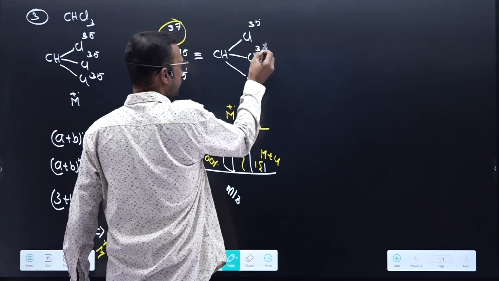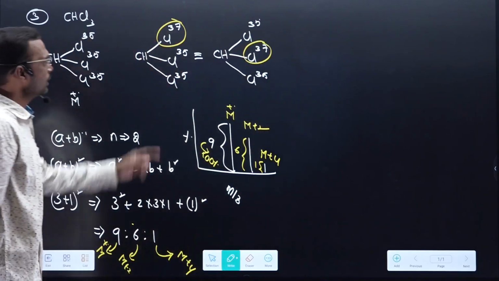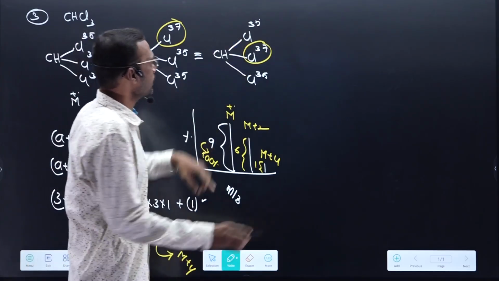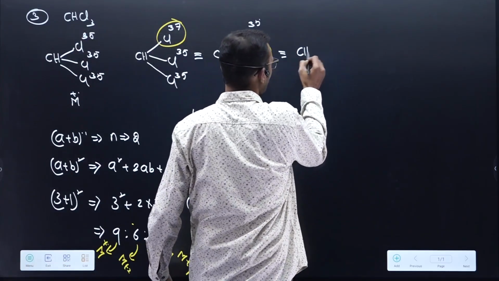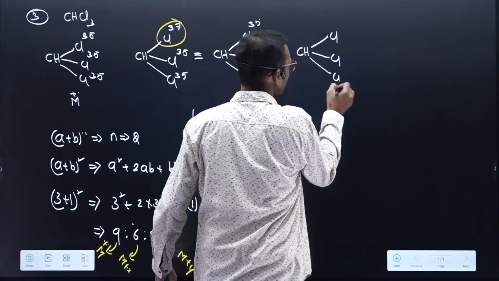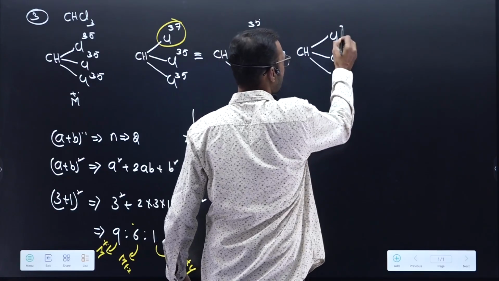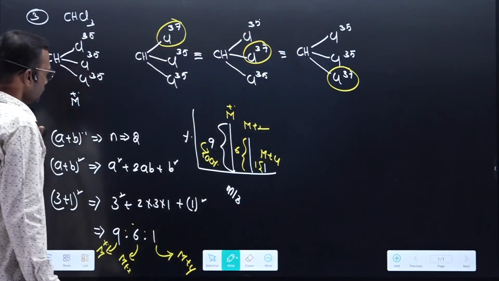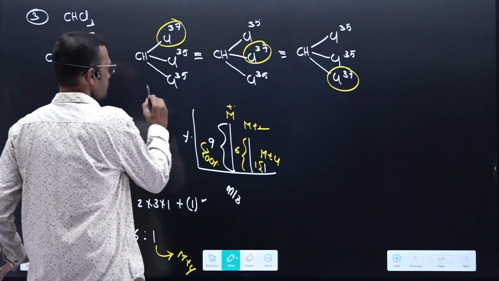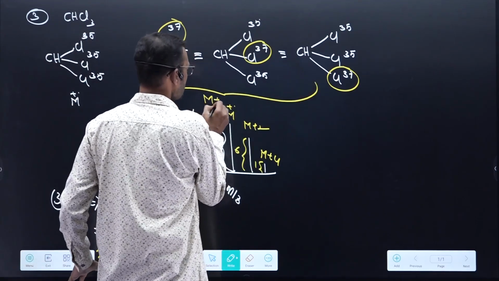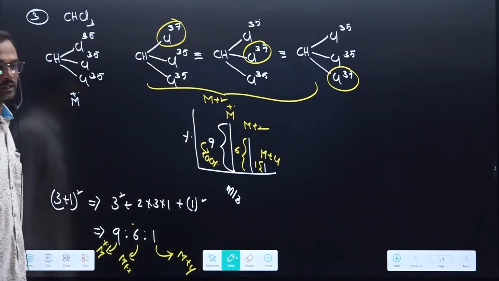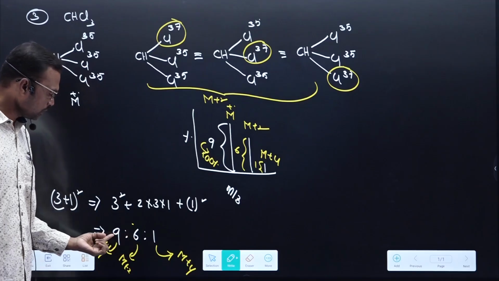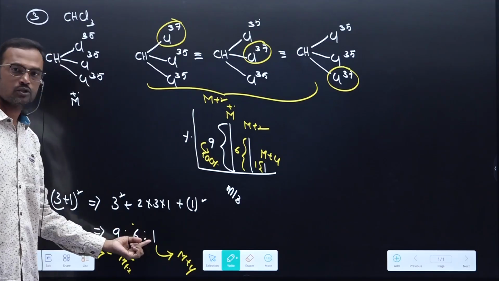Now, out of 3 chlorines, 1 chlorine heavier, remaining 2 lighter. This chlorine is heavier, remaining 2 are lighter. And one more possibility, so 3 arrangements are going to come: 37, 35 and 35, where this is heavier. So these 3 belong to the M plus 2 peaks. 3 possibilities are there: 1, 2, 3. In the last case you will get only 2 possibilities, this is only 1 and this is only 1.